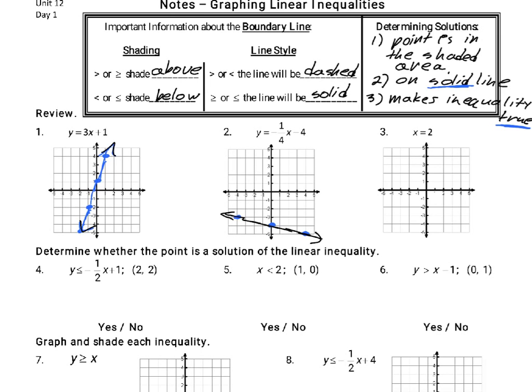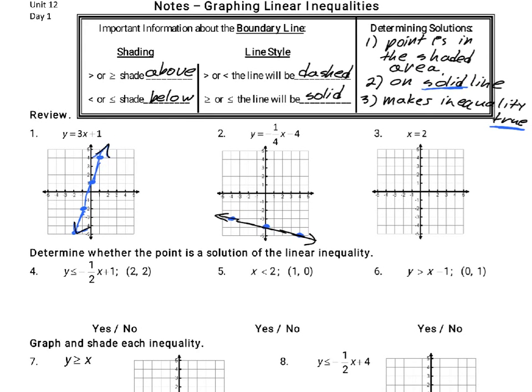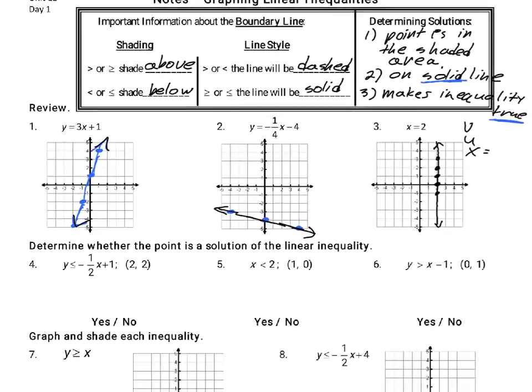Okay, number 3, x equals 2. So with this we get the vertical part. It's an x equals line, so it goes through 2. X equals 2. So we're going to get a vertical line that goes through those points right there. And there we have it.